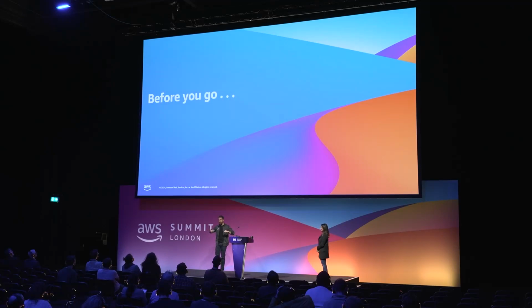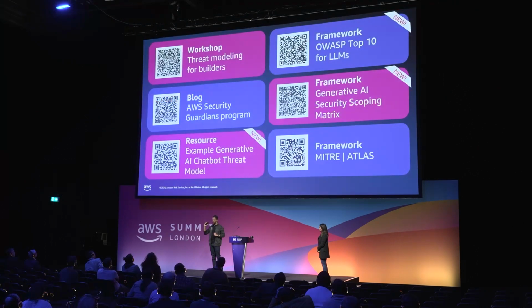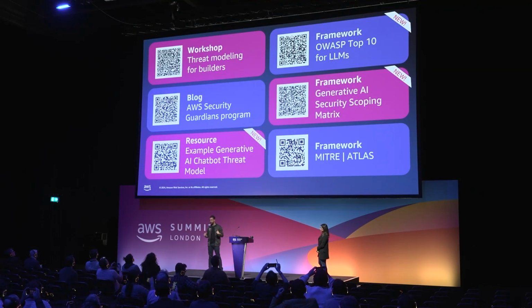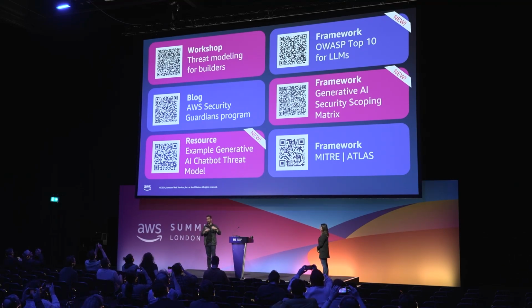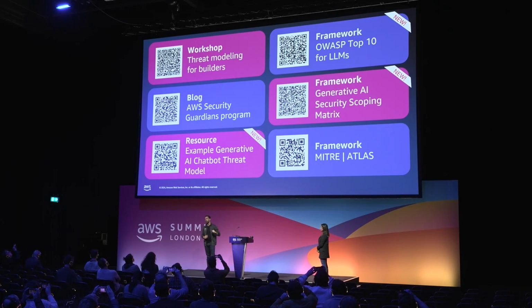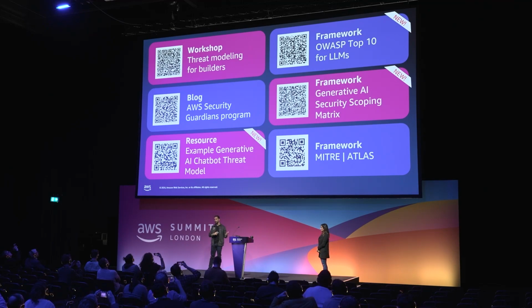So, before you go, I would recommend getting phones out for this next one, because we have some great resources that you can take a picture of. Now, these resources are great. There's a lot in there. We have a public workshop for threat modeling that can take you through, again, the overall process on a pre-prepared architecture. There's a link there to the OWASP top 10. We have the generative AI security scoping matrix.